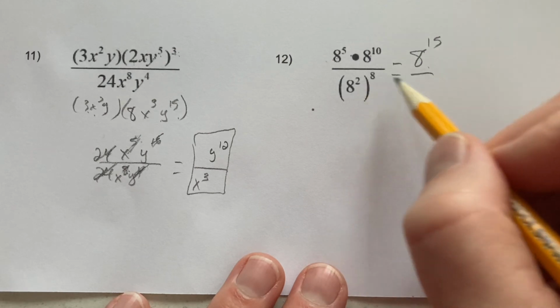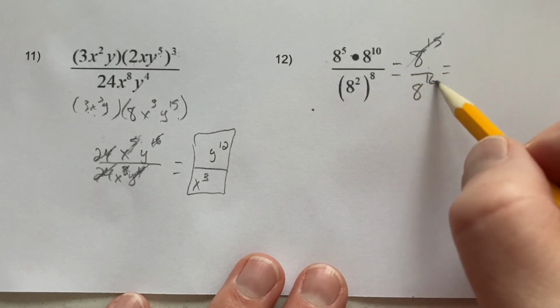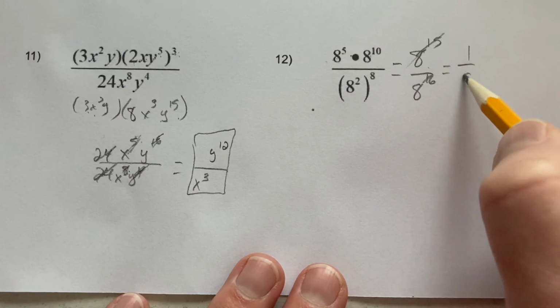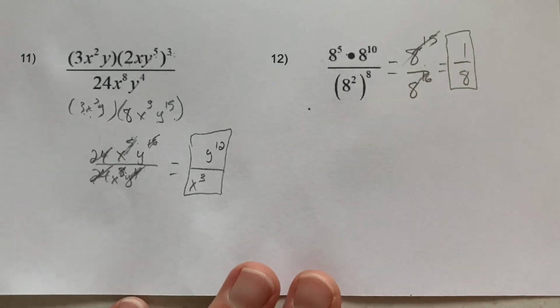And then here we multiply. That'll be 8 to the 16th. So these 15 8s cancel 15 of those, leaving you with 1 8 left over, and it's on the bottom. That's how you do that worksheet.